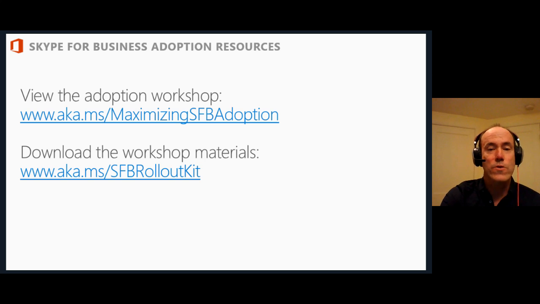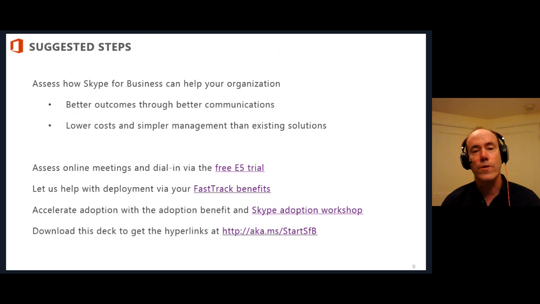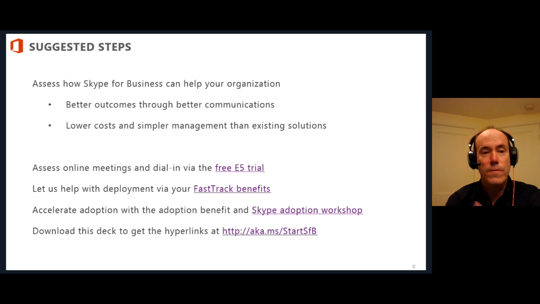I promised I was going to go sort of at a very high level and give you links. Here's a summary of this, some suggested steps. The first is if you're not using Skype for Business yet, or if you're using parts of it, take a little bit of time assessing how we might be able to help your organization. As I said earlier, it can be much better outcomes through better communications. Some of the examples like Kelly Services and the TRC, where they're actually able to make business happen faster and more quickly for the people in the orgs by taking advantage of the more modern communications.